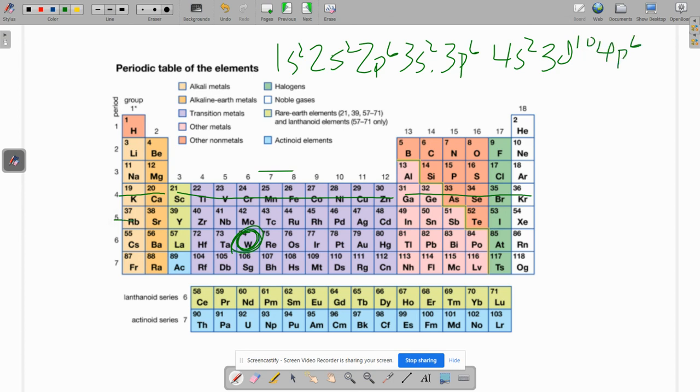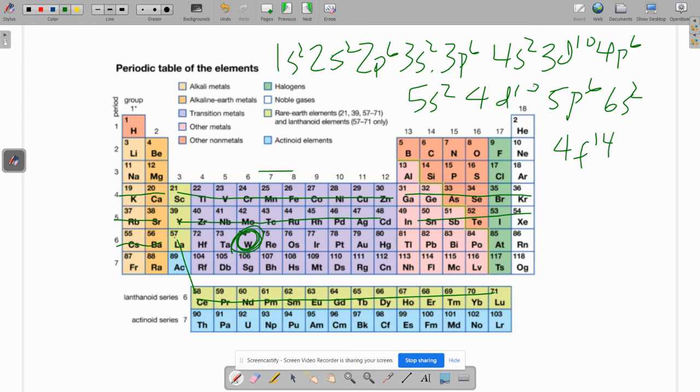Getting closer. So now I'm in this row, 5s2. Okay, and then you go one below, 4d10, all the way over here. So 5p6, almost there. Okay, 6s2. Then you come down here and do this block. Okay, so I'm just going to jump to 4f14.